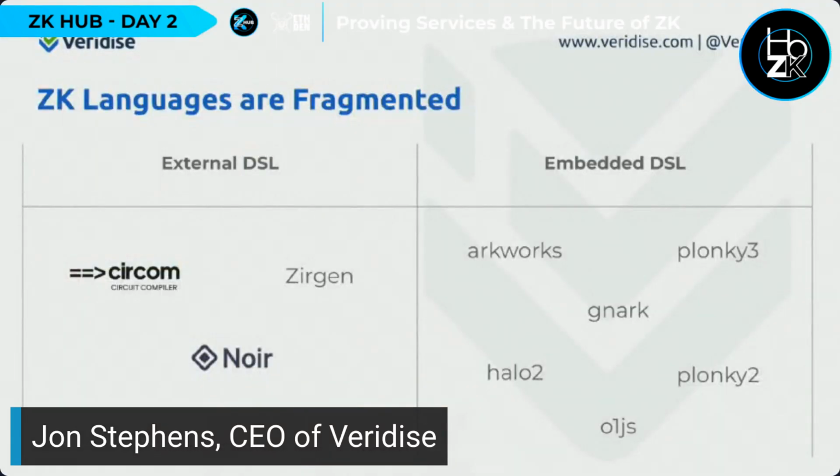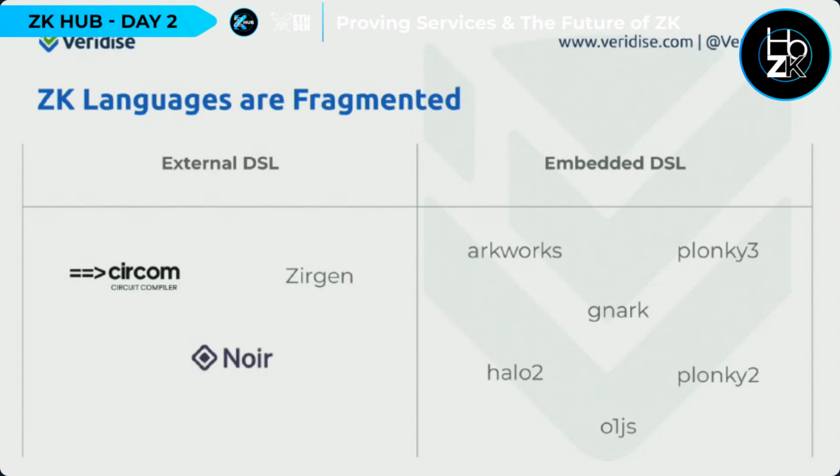Basically, the reason why we want to create LLZK is because there's a lot of ZK DSLs. People are writing ZK in a lot of different languages. So some of them are here. We have very specific DSLs like Circom, Zokrates, and Noir. But then we also have embedded DSLs where the actual language is embedded into another general purpose language, like Arkworks or Plonky3 or o1js.